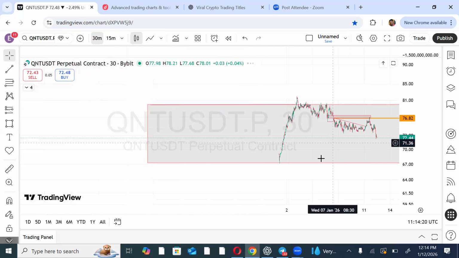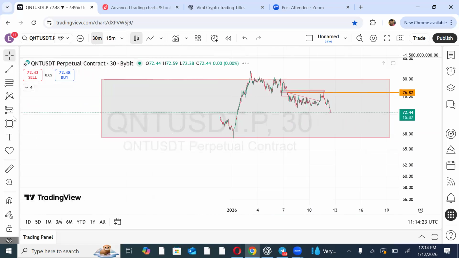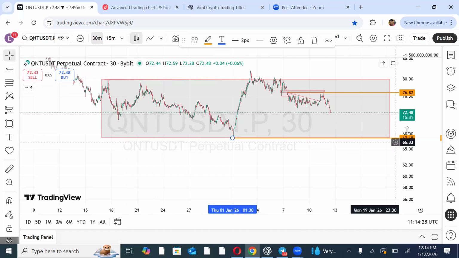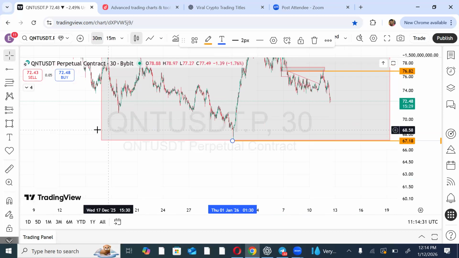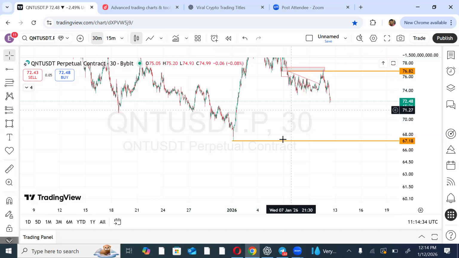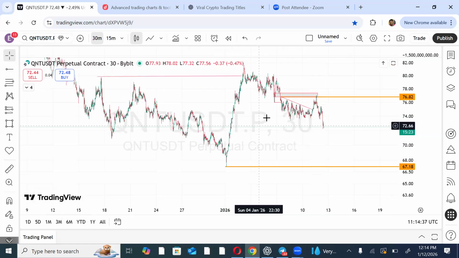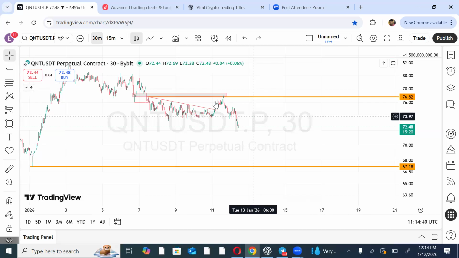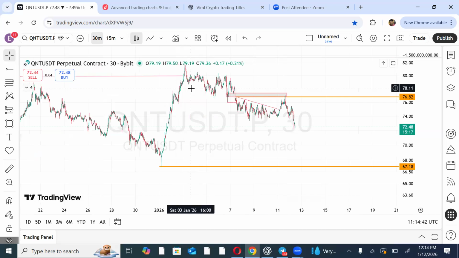Now, where am I selling back to? I'm selling back to this low. To this low here. That's where I'm selling back to. So basically, this is just how it works. As simple as that. Right? We already have our what? Directional bias by simply just knowing what we are doing.